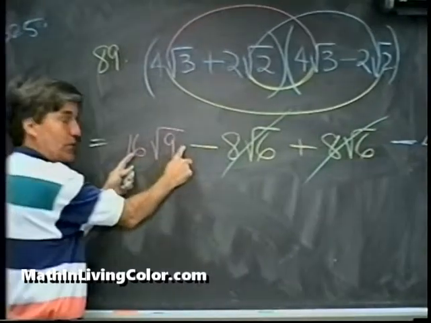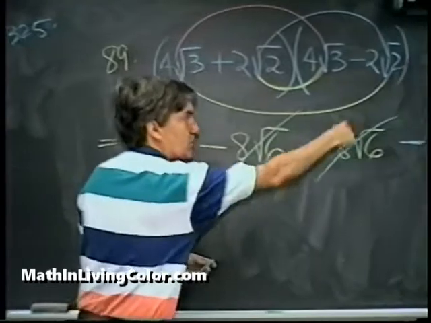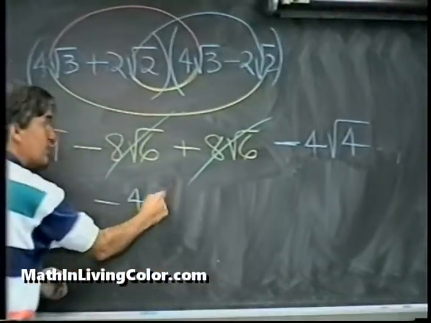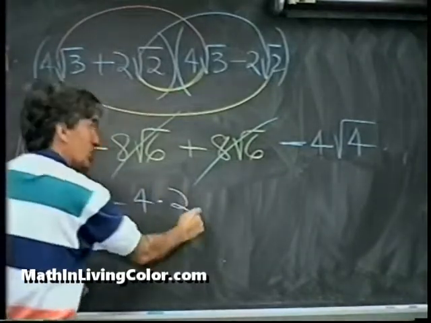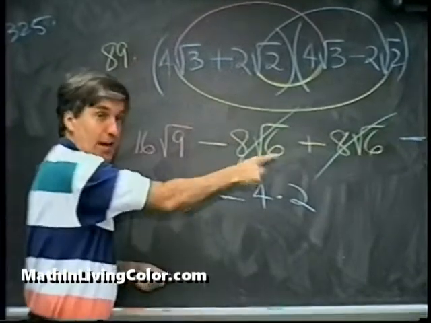16 times 3. Okay? All of this is subtracted out. Then we have down there minus 4 times 2. Radical 4 would be 2. Now, radical 4 is 2, no radical.